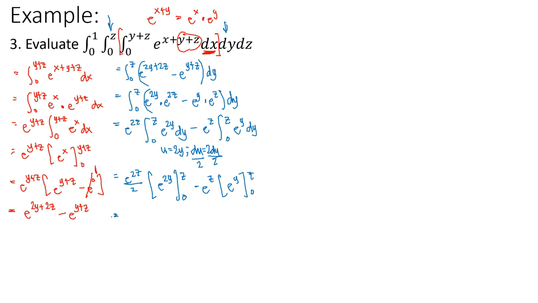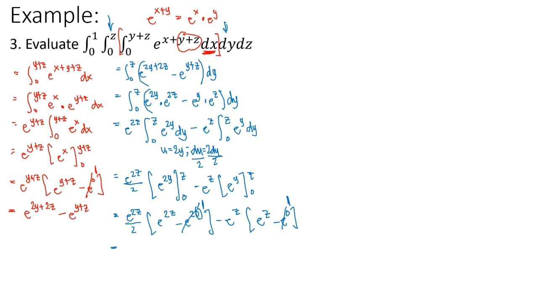So, evaluating the limits, we have e raised to 2z over 2 times e raised to 2z, because we'll replace y by z, and we have e raised to 2 times 0, minus e raised to z. We have e raised to z minus e raised to 0. So this one is equal to 1. E raised to 0 is equal to 1.